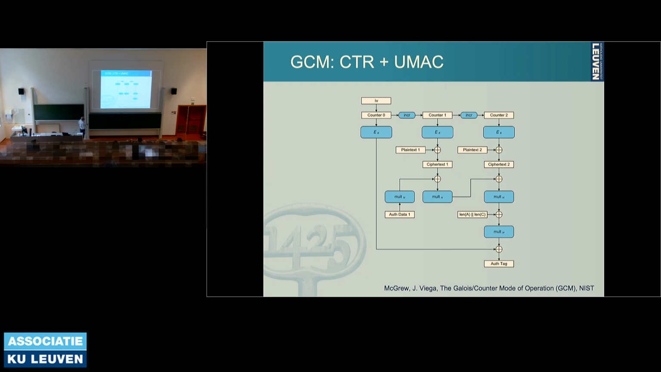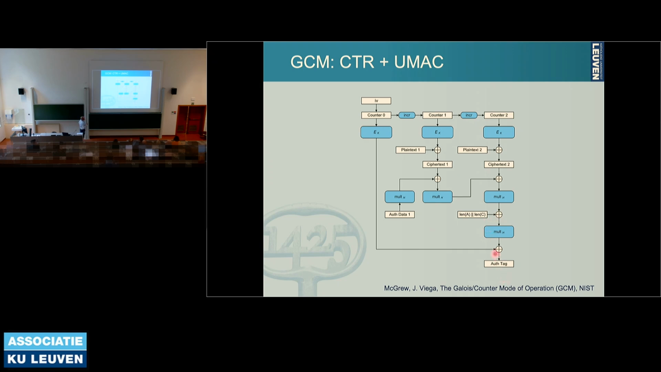And then the final one is GCM, which also uses counter mode for encryption. So now it's shown here at the top, the encryption part. We have the counter incremented, encrypted. The output is added with plain text blocks to get the ciphertext. And then the ciphertexts are input of a universal hash function-based MAC to produce the tag.